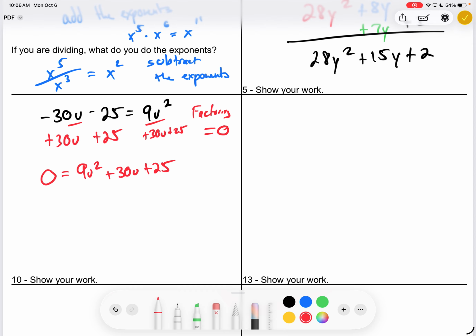Do y'all notice anything about this one from our last problem? Perfect square. They are perfect squares. So maybe I can just 3u times 3u is 9u squared. 5 times 5 is 25. And then since this is a plus in the middle, I write plus on both sides.